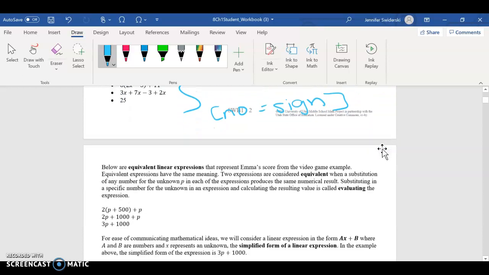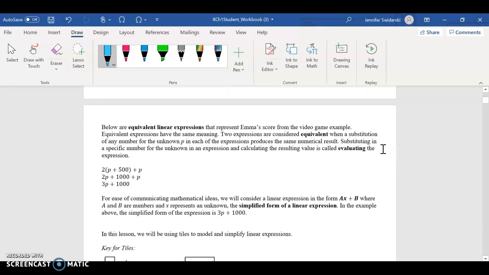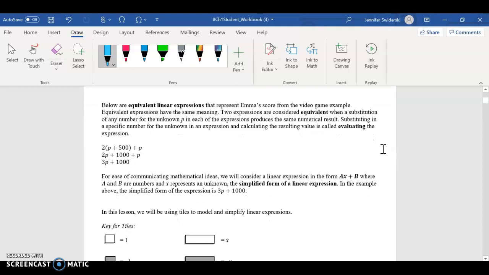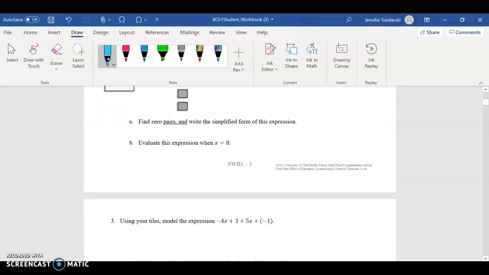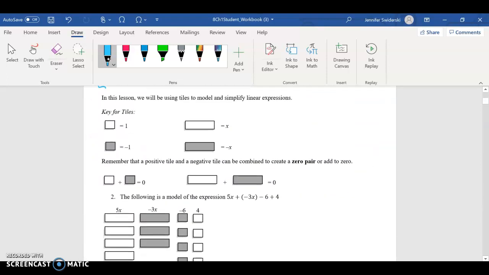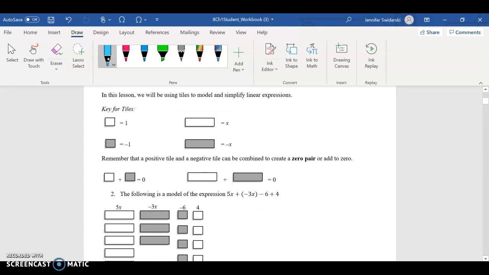So it says below are equivalent linear expressions that represent MS scores. So what you're going to see is in this chapter, we can distribute in this first one that 2 times p is 2p, 2 times 500 is 1,000. So we're trying to combine our like terms here in order to find expressions that are equivalent, okay. So what I want you guys to do is read this here on your own. And I'm going to go down to, let's go here to number 2. Actually, the one before that.